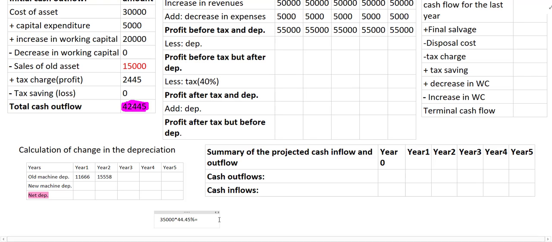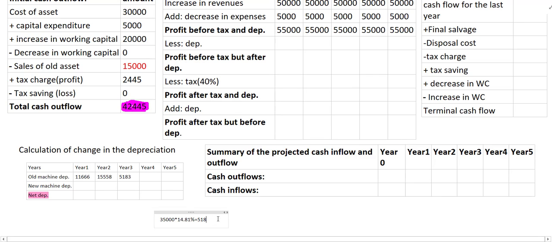How much will be the amount of depreciation? The rate is 14.81 percent. So if you multiply, you get this amount. How much? 5,184 is the amount of depreciation. We have rounded off several, so this time let's take it as 5,183 only.